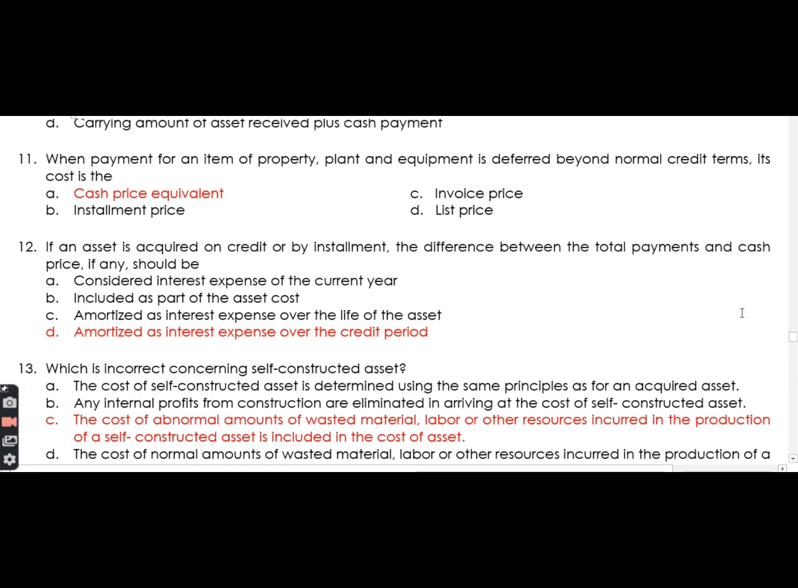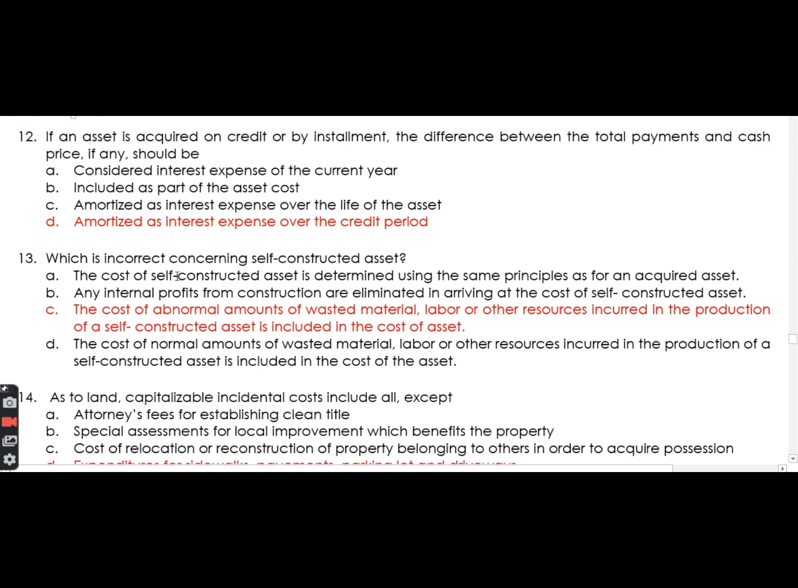Number 11, when payment for an item of property, plant, and equipment is deferred beyond normal credit terms, the cost will be the cash price equivalent or the present value of the payments and any difference will be interest. So, ang sagot ay letter A, cash price equivalent. Or, kung walang cash price equivalent, hanapin mo yung present value. Yun yung next choice mo.